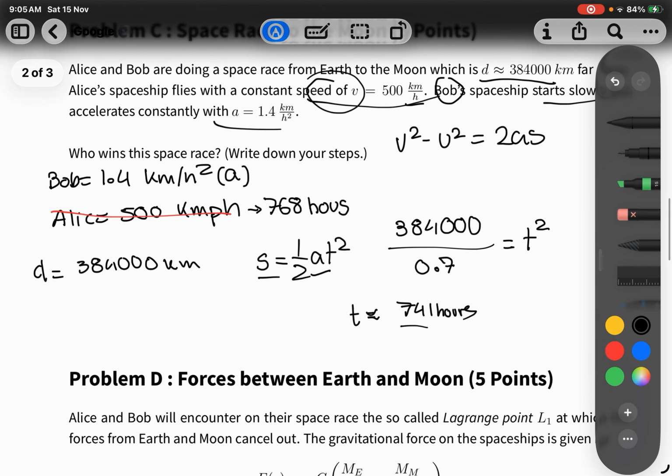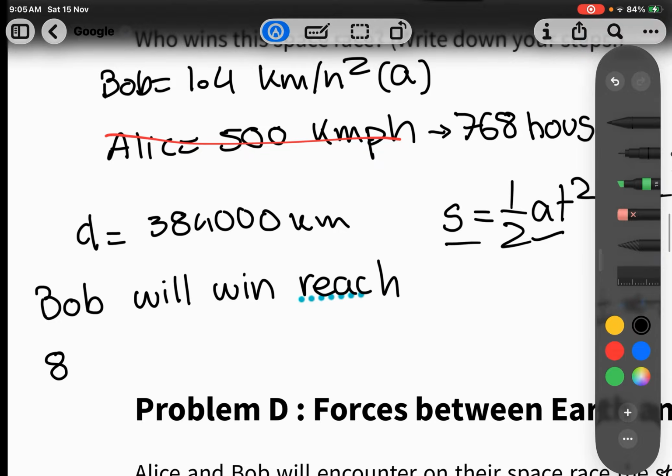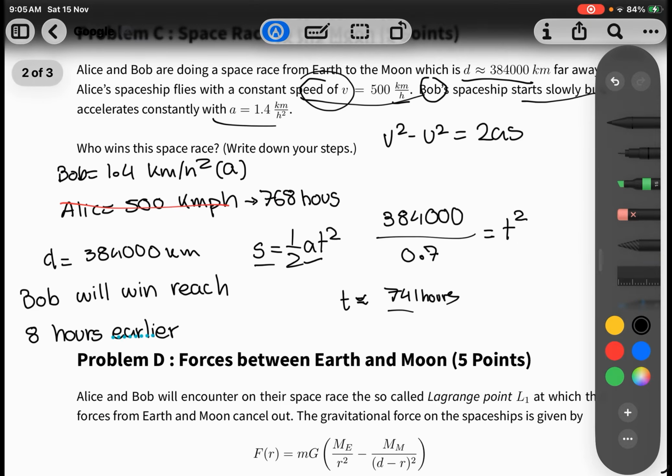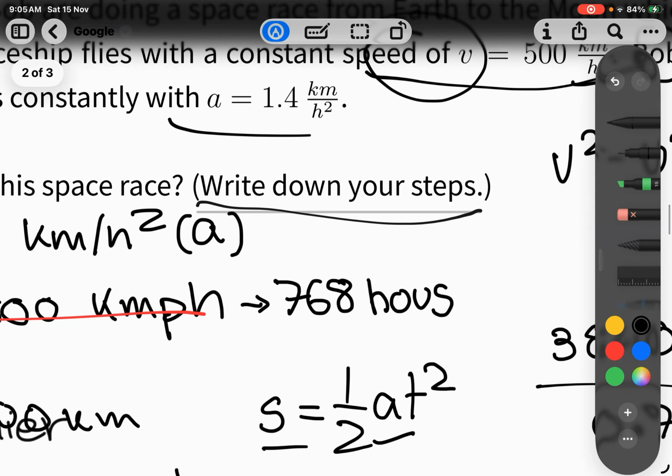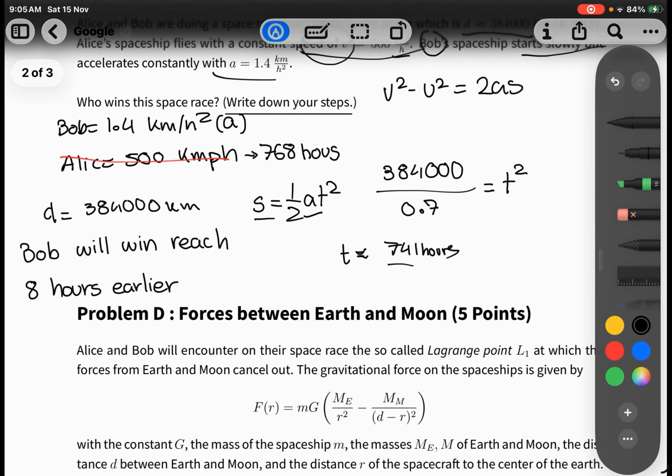So who wins the space race? Bob will win, reaching 8 hours earlier. Keep in mind, it says to write down your steps. I have written for Bob, but I ran out of space, so you have to do that.